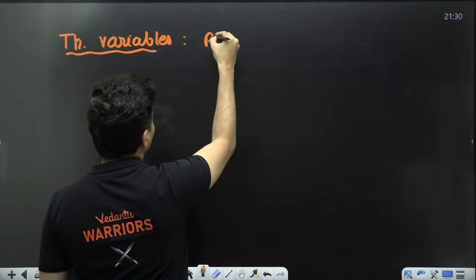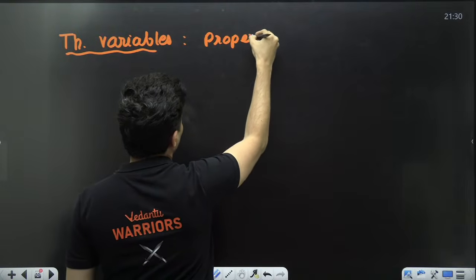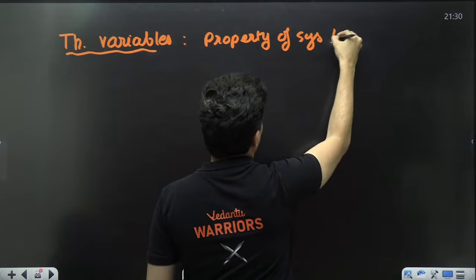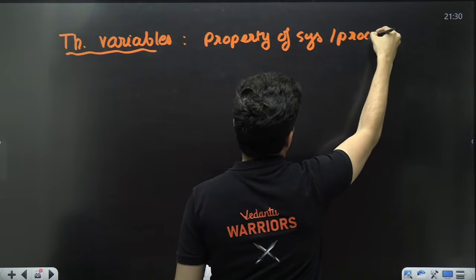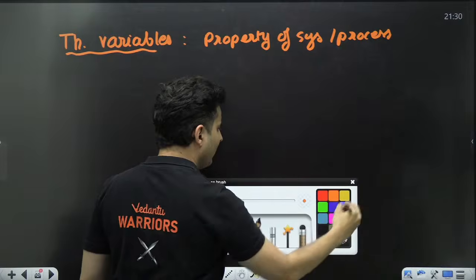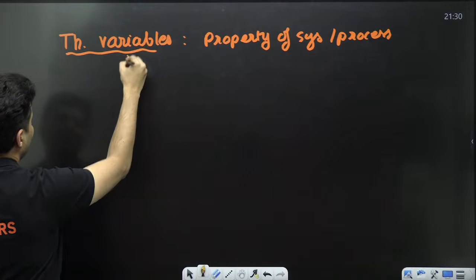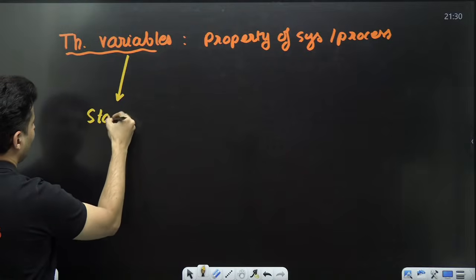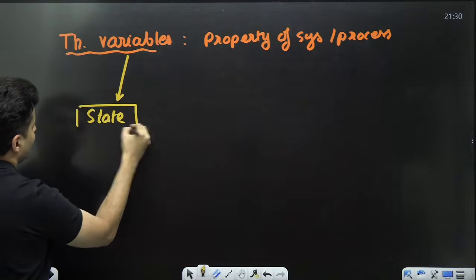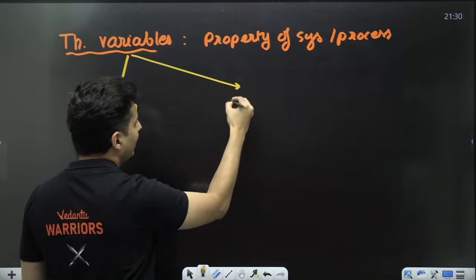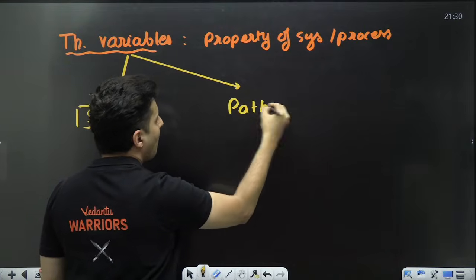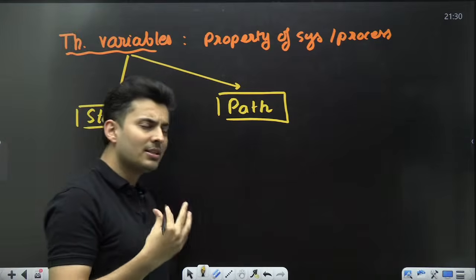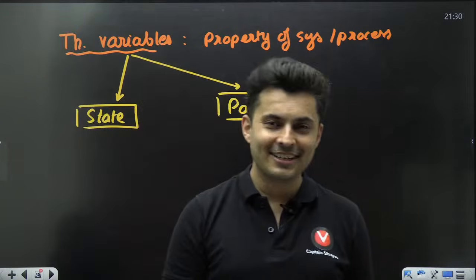Basically, they define the property of the system or the processes which are involved. And there are, frankly speaking, two types of thermodynamic variables. One is basically state variables, and the second one is called the path variables. When I say state variables, it just depends on what situation you are in.